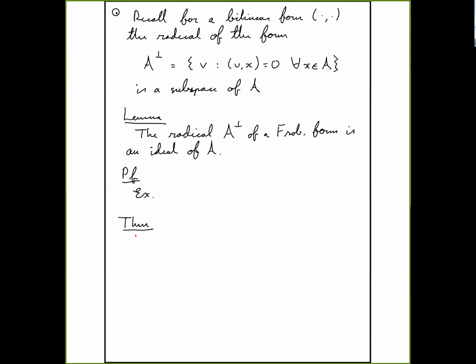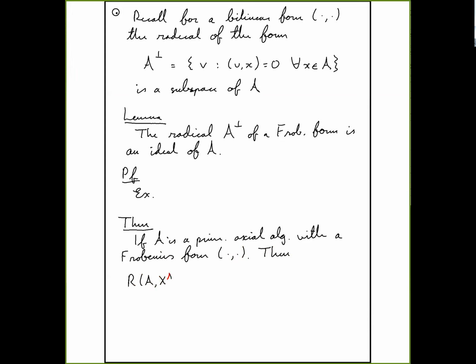It says that if A is a primitive axial algebra with a Frobenius form, then the radical of my algebra is equal to the radical of my form if and only if the value of the form on axes is non-zero for all of my axes. So I'm going to prove this next time.